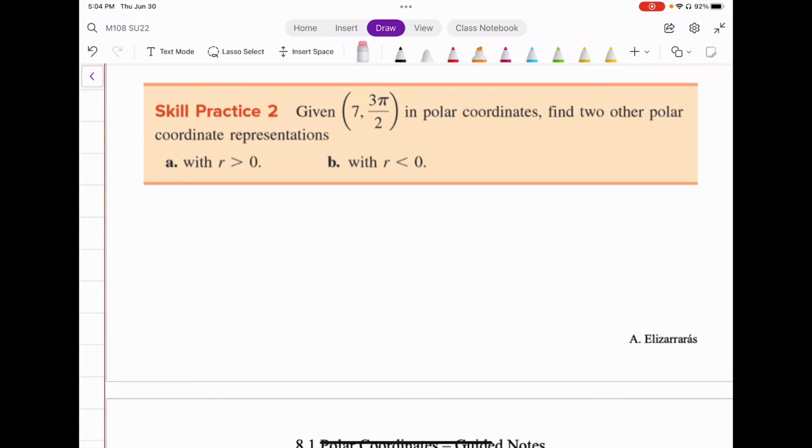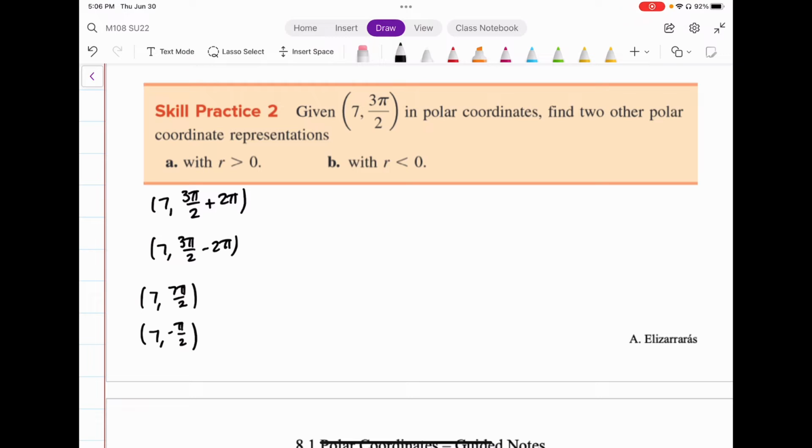So r positive, we have 7, and then I'm going to do 3 pi over 2 plus 2 pi, and I'm going to do 3 pi over 2 minus 2 pi. That's going to give me 7 pi over 2 and negative pi over 2. This means that the polar coordinates 7, 7 pi over 2, and 7, negative pi over 2 are the same points on the polar coordinate system as 7, 3 pi over 2.